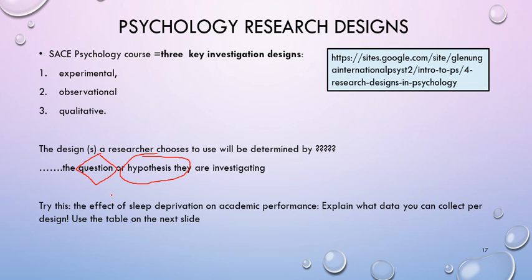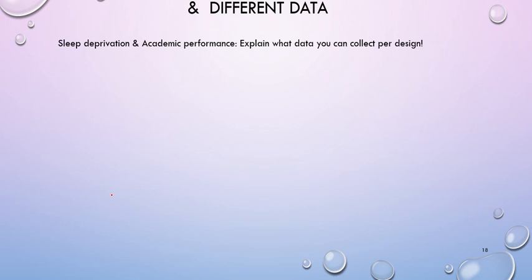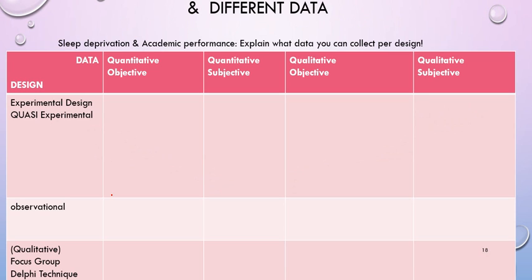Okay? So we start easy. We start trying to see in the next slide, and I want you to try and do it, and we're going to do it in the class, how this question will be related to this experimental design, to this observational, on this qualitative design. And I want you to tell me how you're going to collect quantitative, objective data, quantitative, subjective data, qualitative, objective data, or qualitative, subjective data. So we need to start thinking.